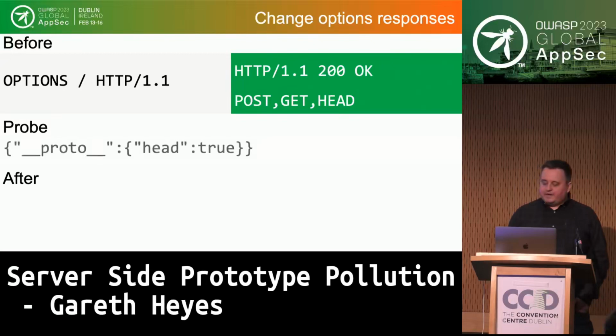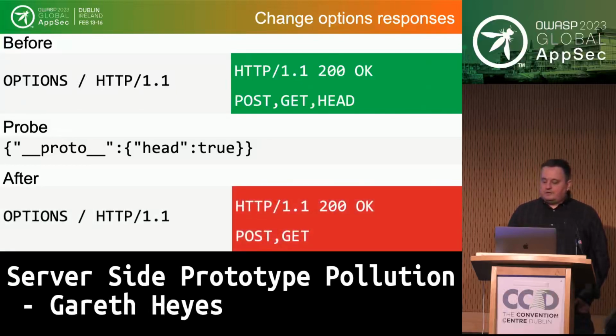And then our probe here sends the property of head equals true. When this happens, the request method will skip the head method, and the response will just show post and get. So you can use this method to determine if prototype pollution is successful, and then switch it off to resume.